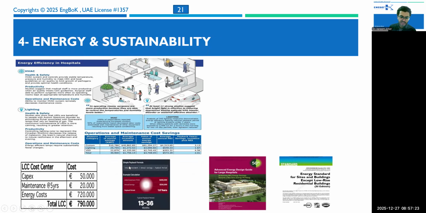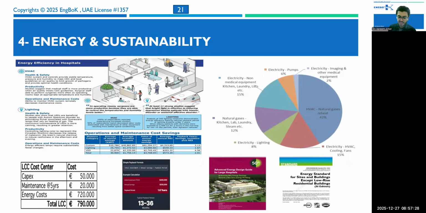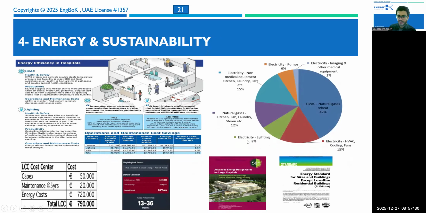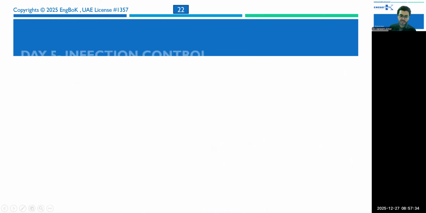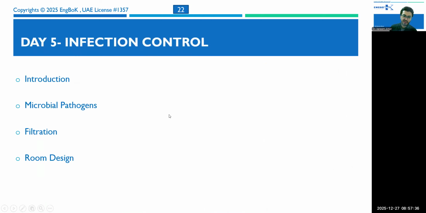How to calculate economic analysis like life cycle costs, return on investment, and simple payback periods, energy end use and metrics in hospitals. Day number 5 about infection control, microbial pathogens, different types of virus, bacteria, parasites, fungi, and so on. Different types of filtration and locations, room design, especially positive, negative, and operating room.